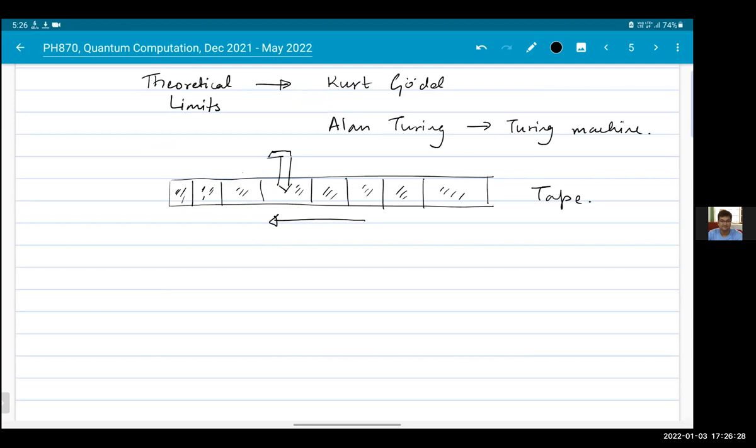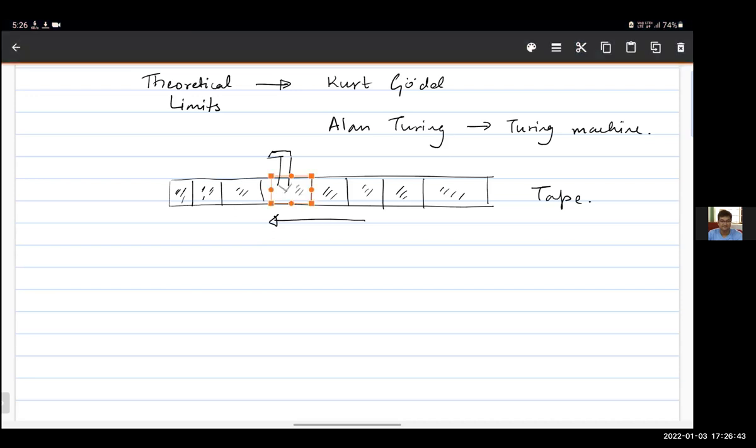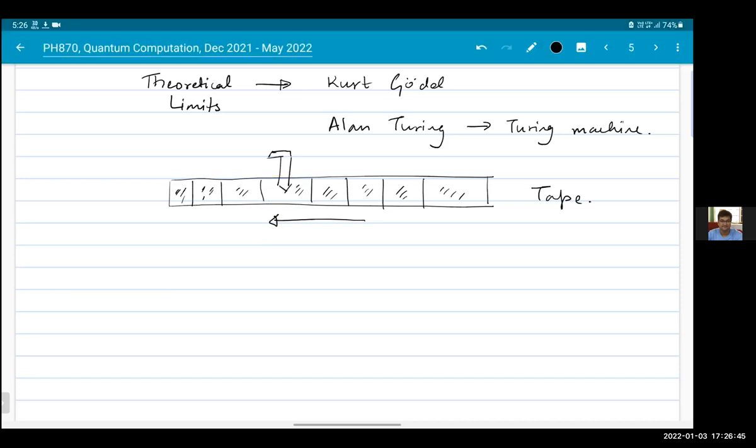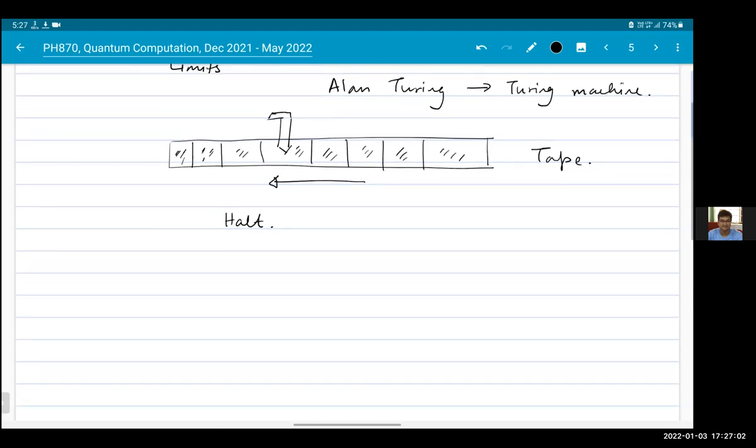That operation could depend on whatever has gone on before, right? Whatever has passed by before. And then it can either change what is there, it can erase it, or it can let it be, or it can come to a halt. Okay, so for instance, you can program your tape to do a calculation, right?